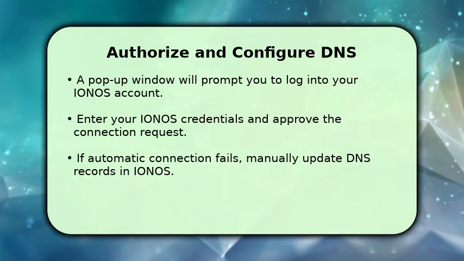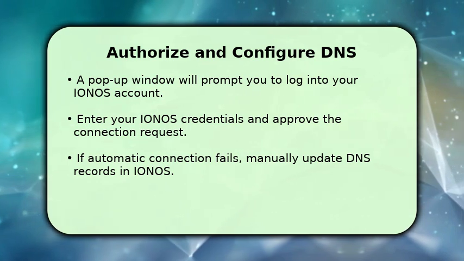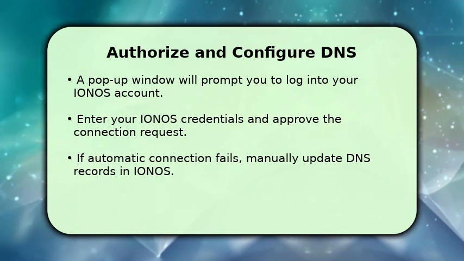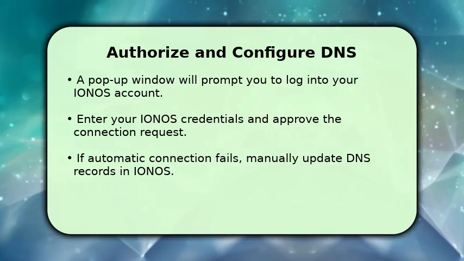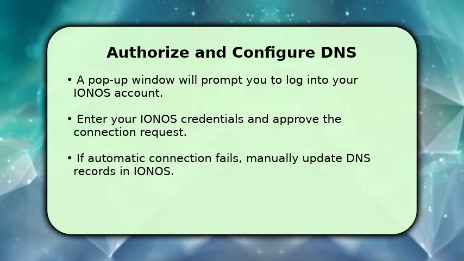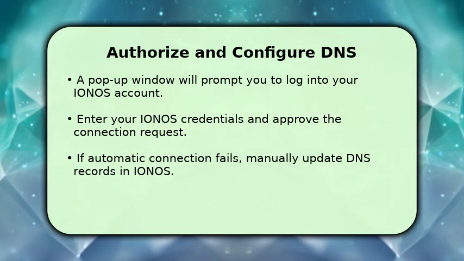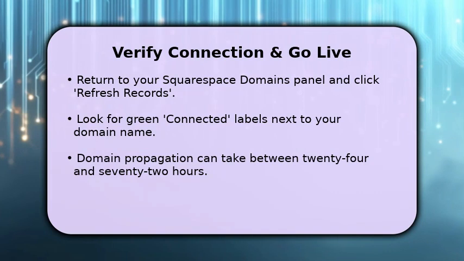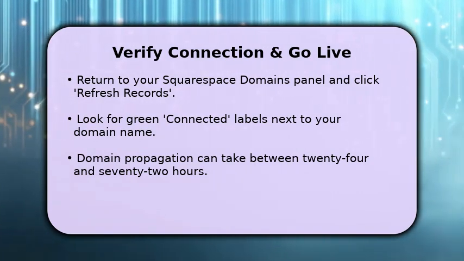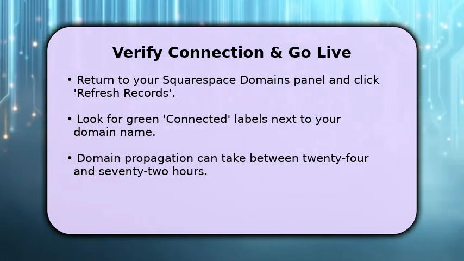This involves adding 2 CNAME records, including one for www pointing to xcust.squarespace.com, and 4 A records, each pointing to a specific Squarespace IP address, such as 198.185.159.144. Once you've completed the steps in Ionos, return to your Squarespace Domains panel and click Refresh Records. You should see green connected labels indicating a successful link.